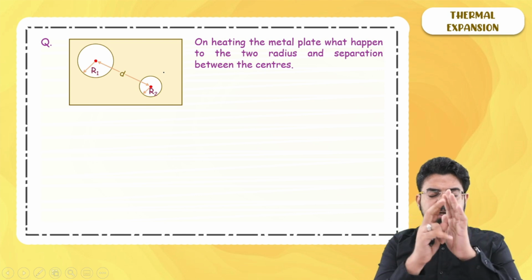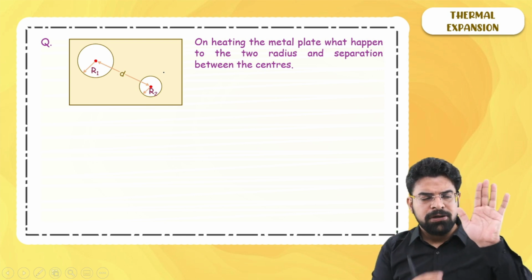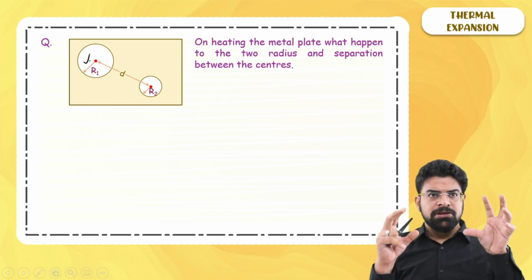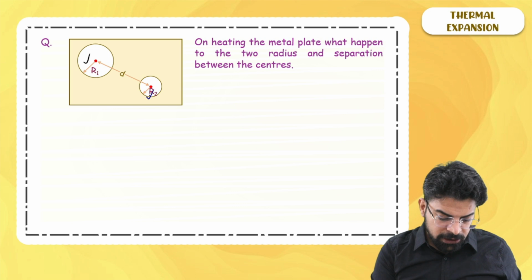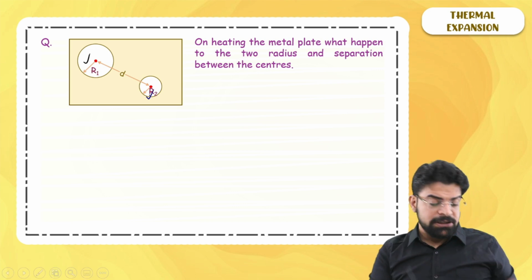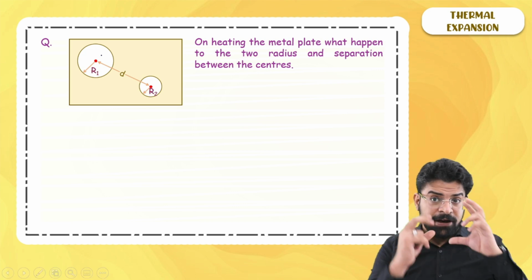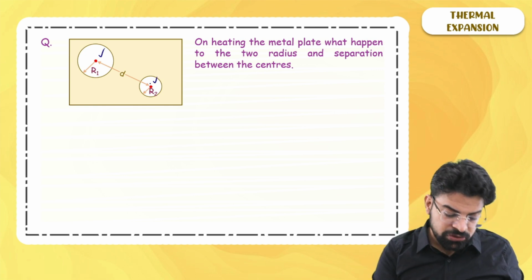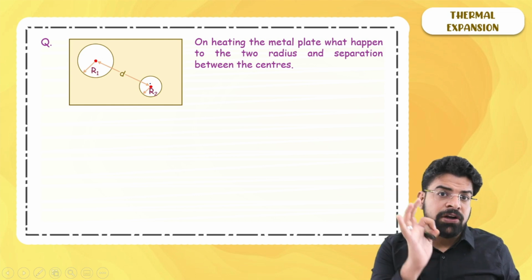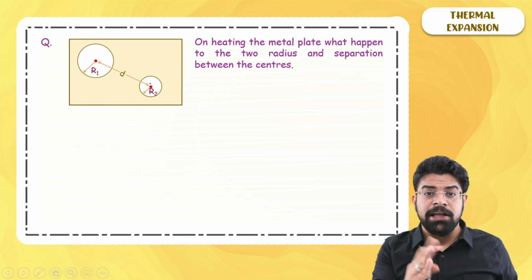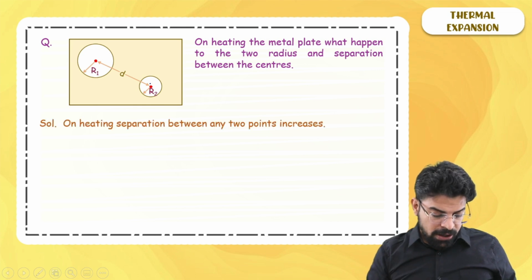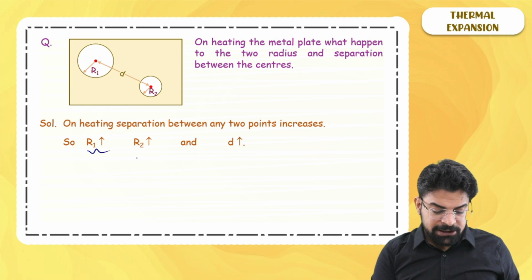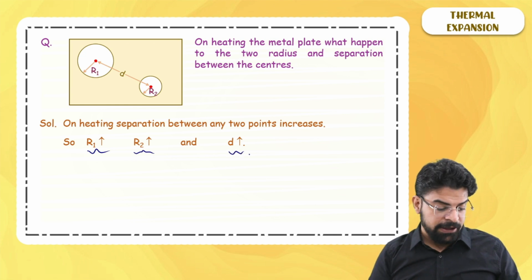So just visualize the picture of this thing on your mobile phone, and if you zoom it in, what will happen to R1? So if I zoom in this picture, the R1 will increase. What will happen to R2? If I zoom it in, R2 will increase. And if I zoom it in, if I take this picture on camera and zoom it in, the separation between these two centers will increase. That's why on heating, R1, R2 and D, everything will increase. So on heating, the separation between the 2 points increases. So R1 increases, R2 increases, as well as D will increase.